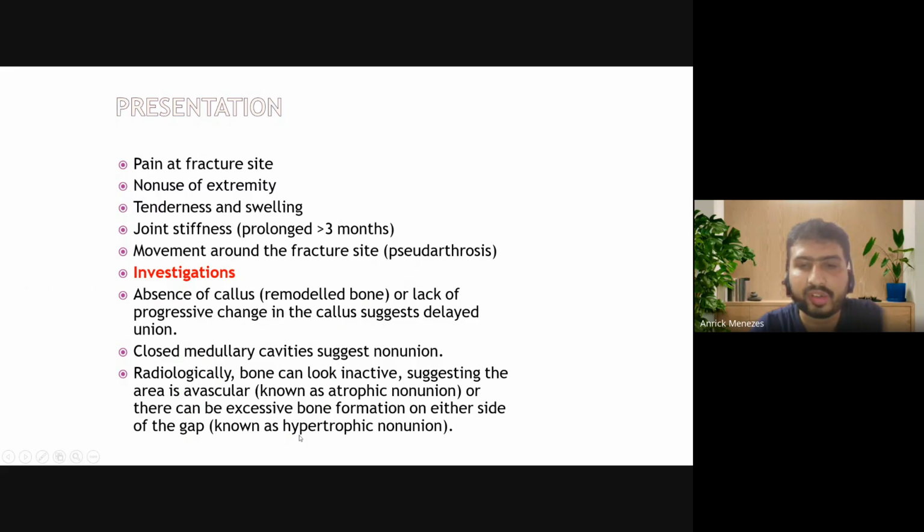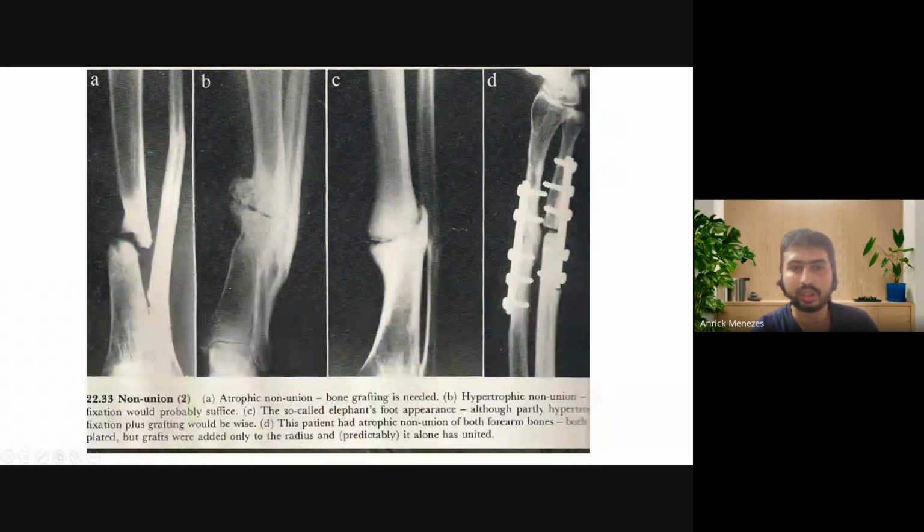Closed medullary cavity suggests again non-union. Radiologically, bone looks inactive, suggesting the area is avascular. That's why we need to know atrophic and hypertrophic non-union. This is like an example of non-union where bone grafting is needed.